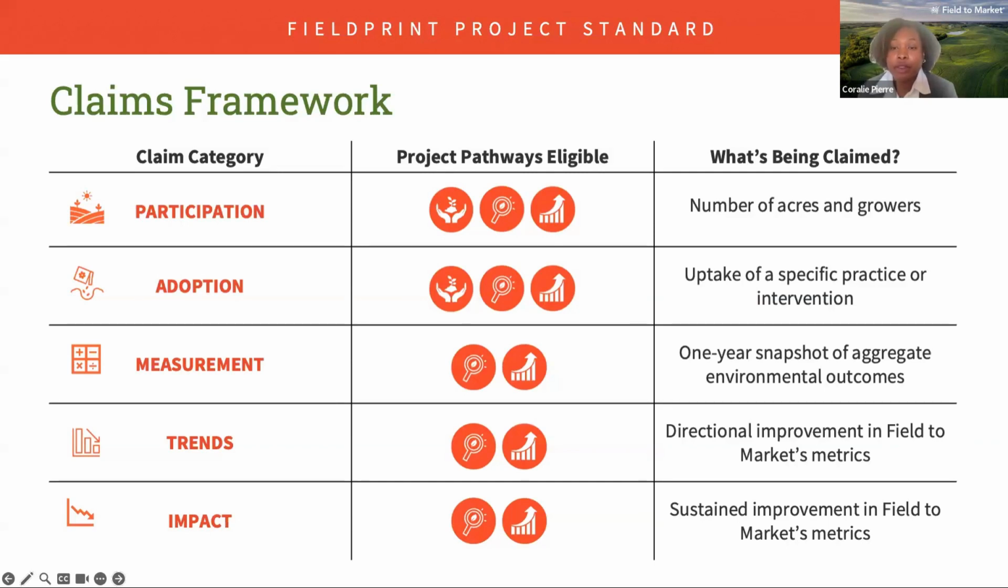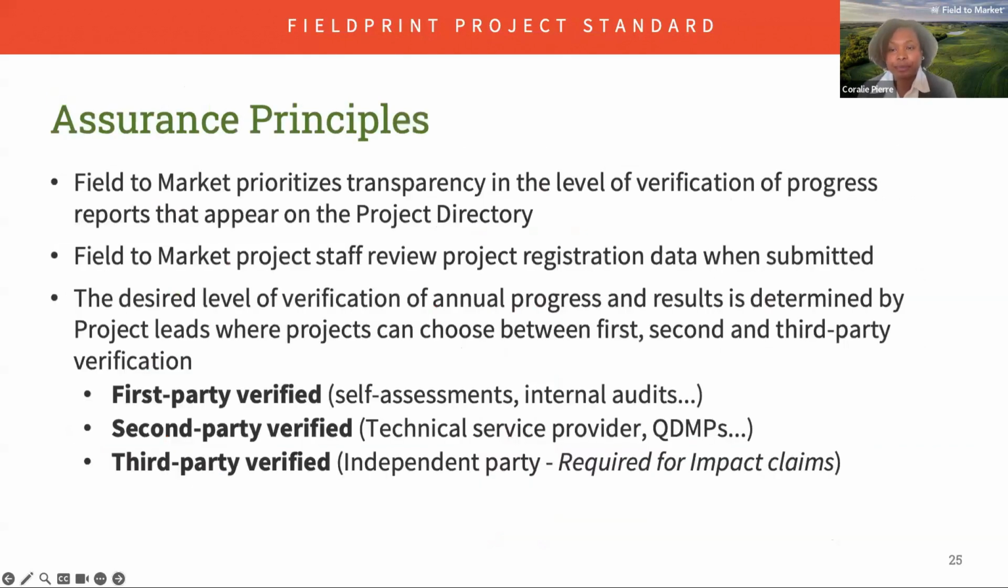It's also important to note that trend claim can be made from the second year of your project, while impact claim require 5 years of data and third-party verification. So from participation claim to impact claim, project can credibly communicate their progress and achievement at different stages in their efforts to enhance environmental outcome.